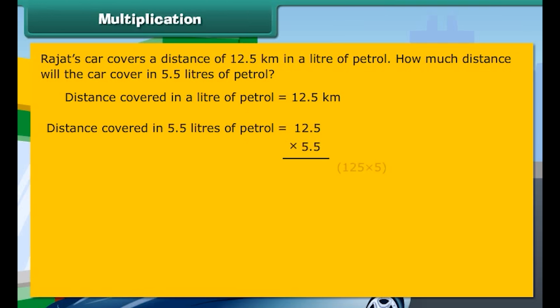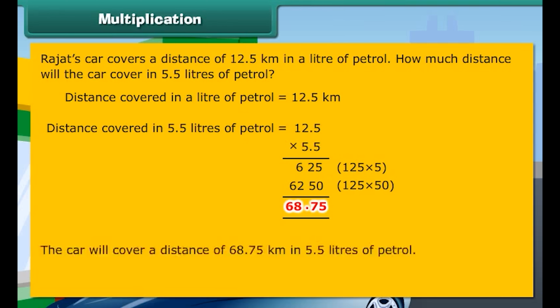First, we multiply 125 by 5. Then we multiply 125 by 50. We add the two products to get 6,875. As there are two digits after decimal point, one in 12.5 and the other in 5.5, we count two digits from the right and place a decimal point before 7 in the result. Therefore, the car will cover a distance of 68.75 km in 5.5 litres of petrol.